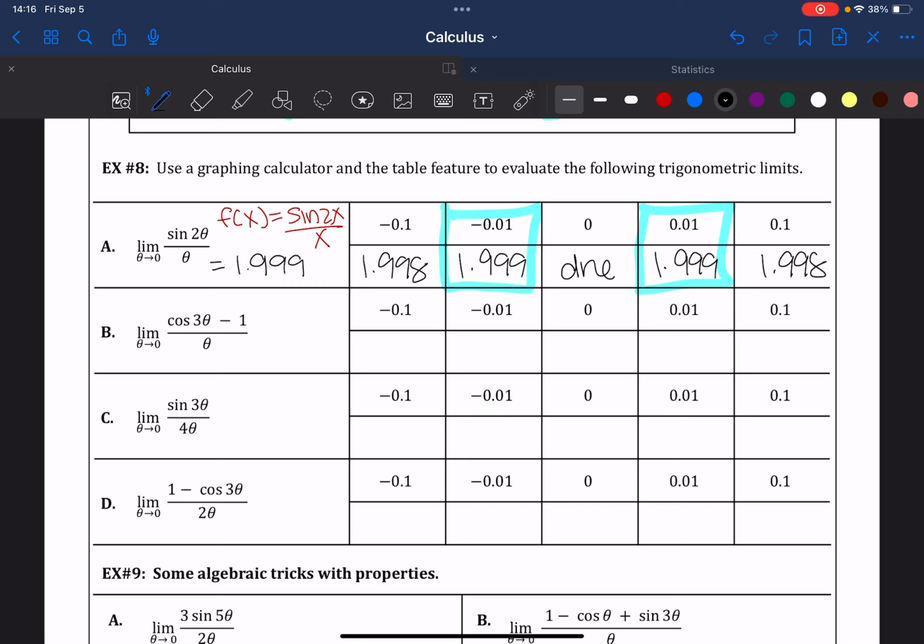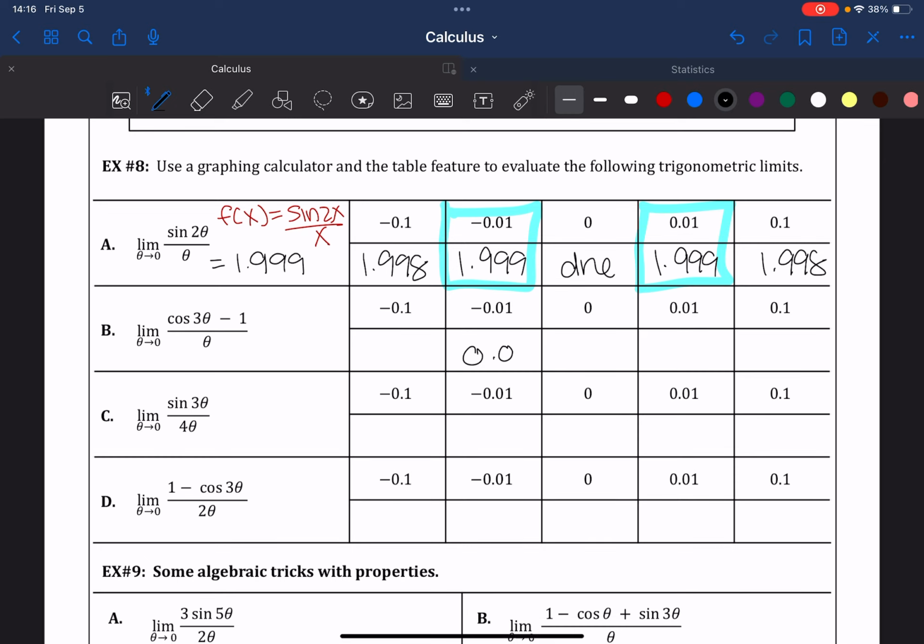If we don't get the same thing on either side, for example, on B, we end up with 0.044 and negative 0.044. These are not the same, so we cannot say that we have an answer for our limit, so we would say it does not exist. And you would do the same for each of these, just practicing on your calculator.